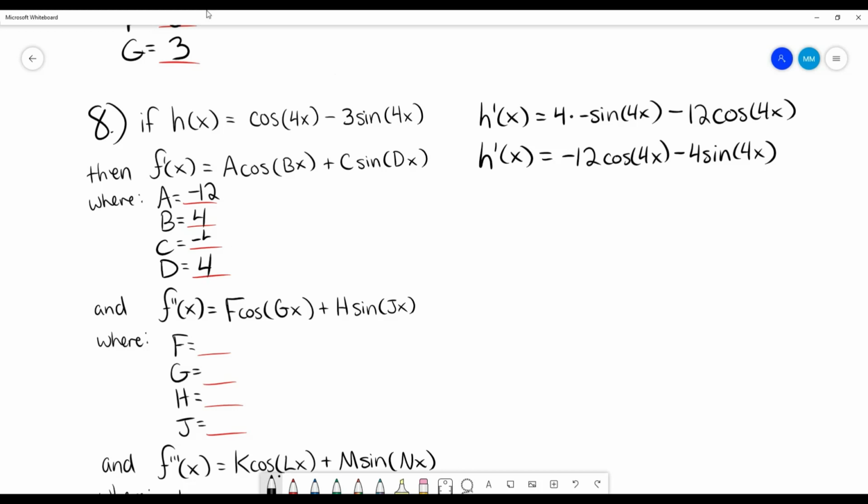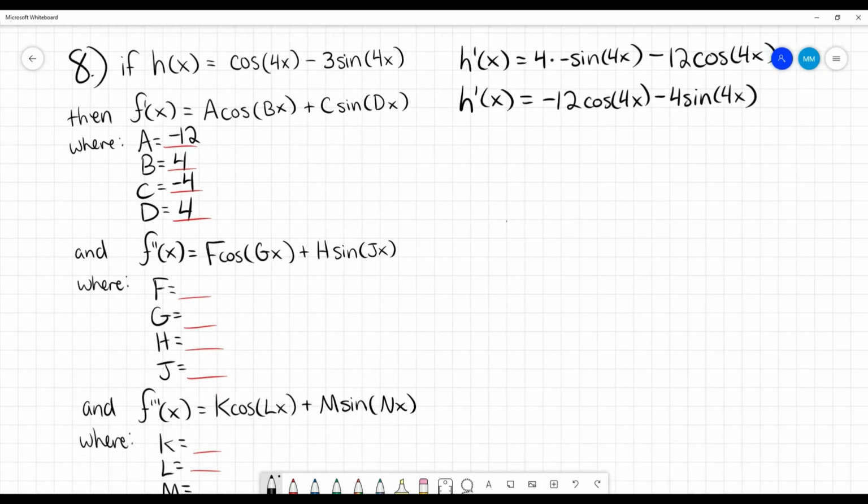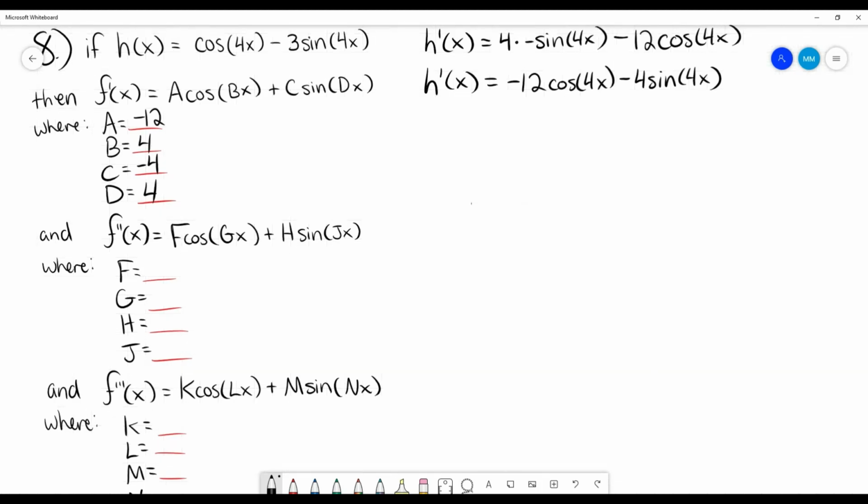Goodness. Okay. Next up, why did it do that? Okay, next up, we want to take the second derivative, so we're going to take the derivative of this. And same deal, right? Little has changed, we've just got different coefficients in front of them.